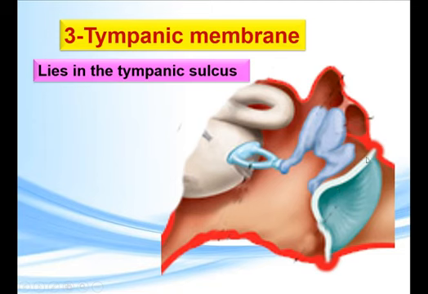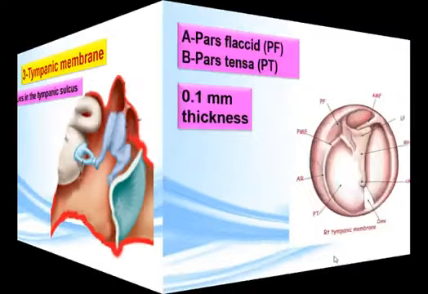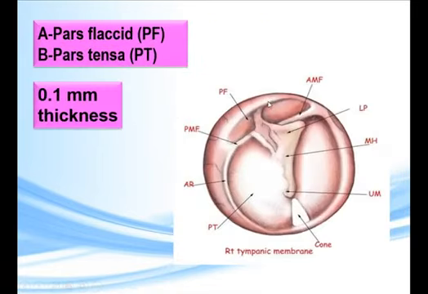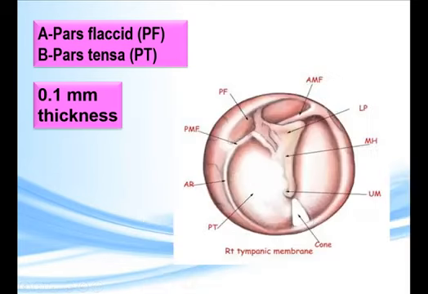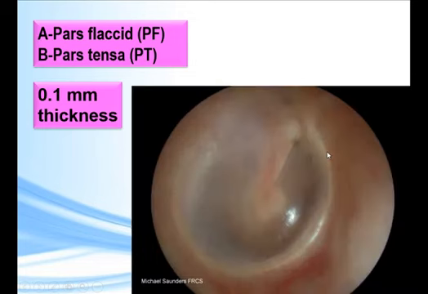This tympanic membrane lies within the tympanic sulcus. This is the tympanic sulcus. Can you see it? It is the inner part of the external auditory canal. The drum is slightly oval. It is about 0.1 millimeter thickness. It is composed of two main parts. This is the upper part, and this is the lower part. The upper part is called the pars flaccida, and this is the lower part, which is the pars tensa.